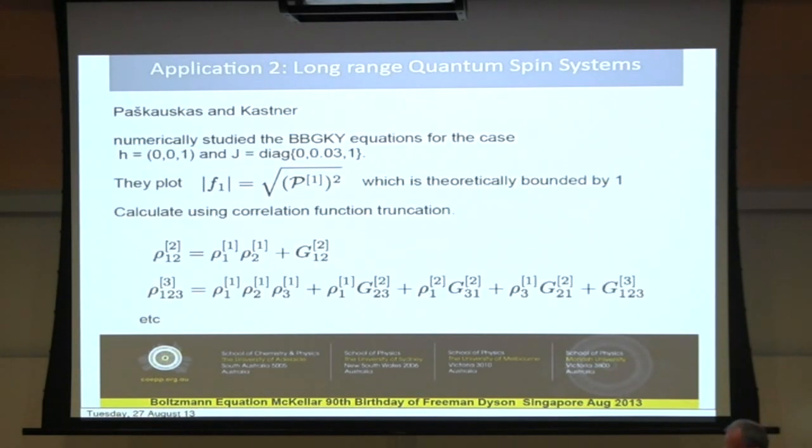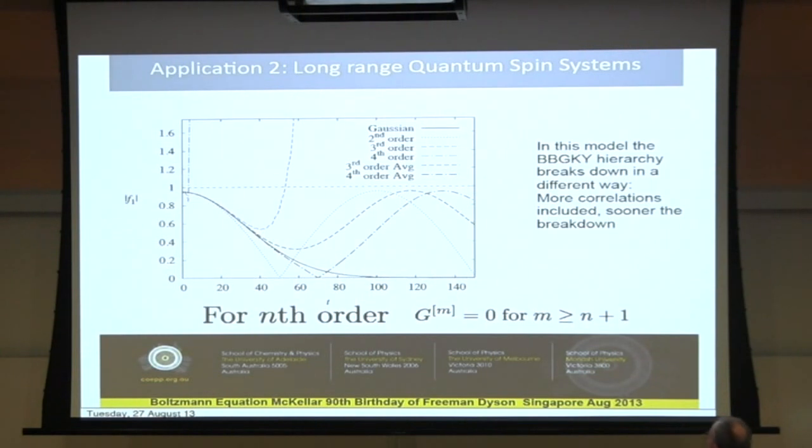And what they studied was a different aspect of this. They did some numerical solutions for the BBGKY equations for a particular choice of the parameters and decided that, of course, this mod of F1 squared, which is the square of the probability of particle 1, should be bounded by 1. They start out doing calculations by generalizing what I did before, putting in the correlation matrices, so that they say the two-body density matrix is the product of one-body density matrices plus a two-body correlation matrix, the three-body density operator is the product of all three one-bodies, and then one-body with the two-body correlation function, and then the three-body correlation function, and so on. You can generalize that, keep going. And they do the calculations, and they find a different type of breakdown.